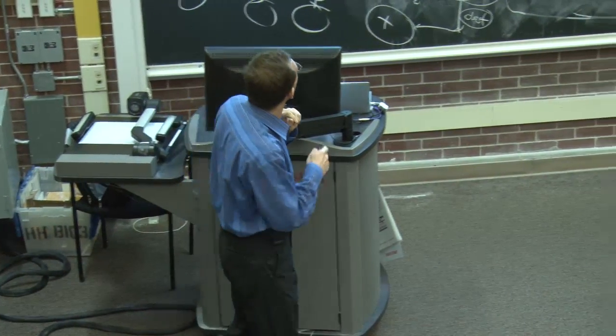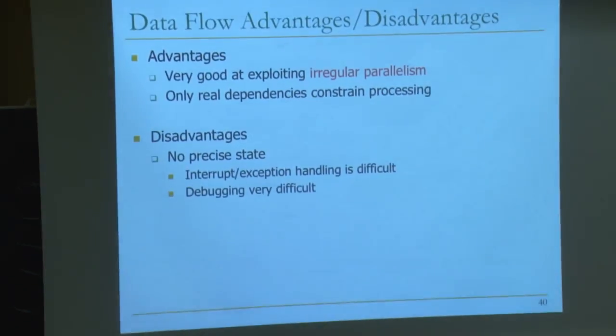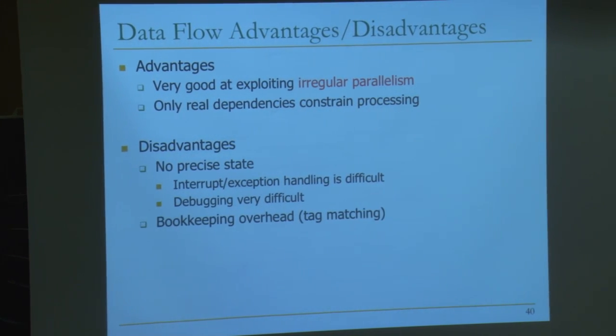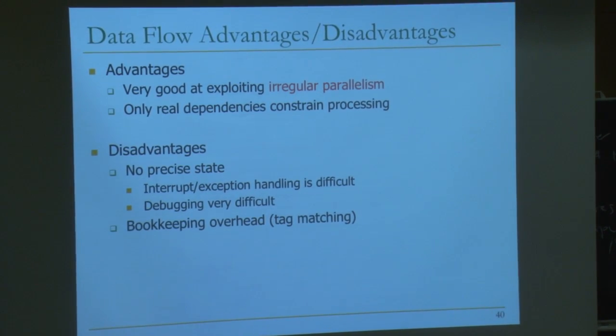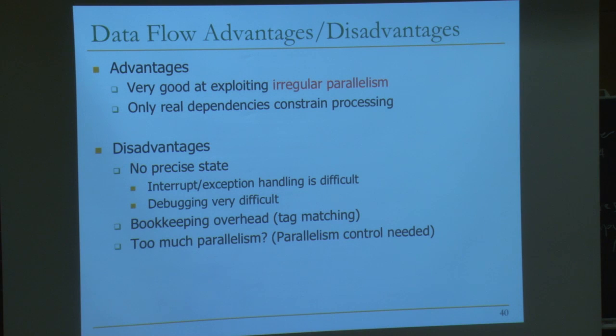No precise state, which means that these are very difficult for the programmer to reason about. Debugging is very difficult, and you know why, what the reason is. Bookkeeping overhead is high, tag matching, that tag store, there's a reason why you have overflow units. There was too much parallelism. Parallelism control was needed in these machines, and explicitly, programmers modify the data flow graph such that you don't have more than n number of iterations of a loop, for example, in the machine. There were explicit modifications to the data flow graph to do that. Because if you had more, then you would overflow these tag matching units.